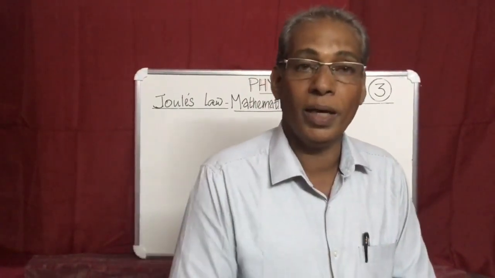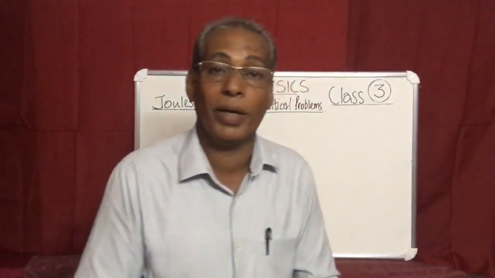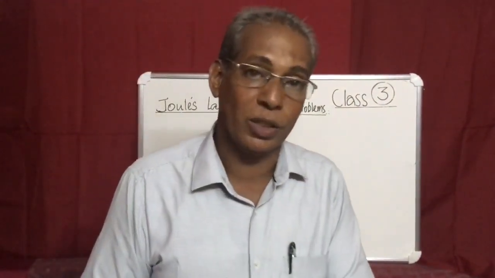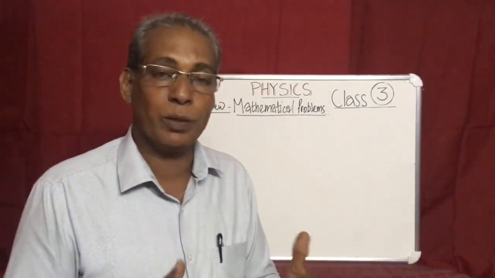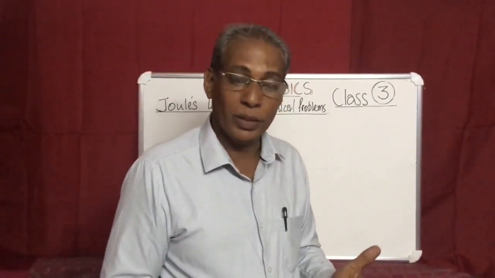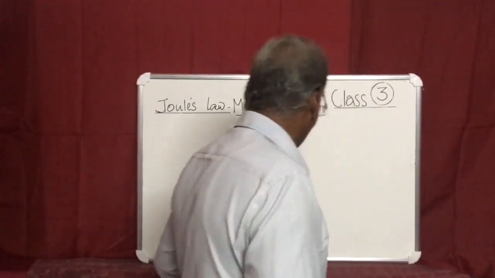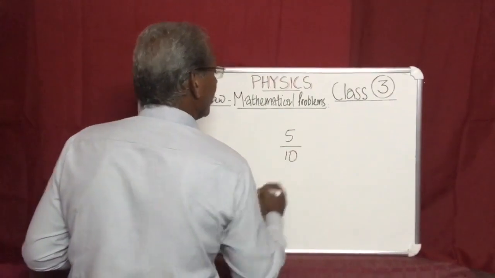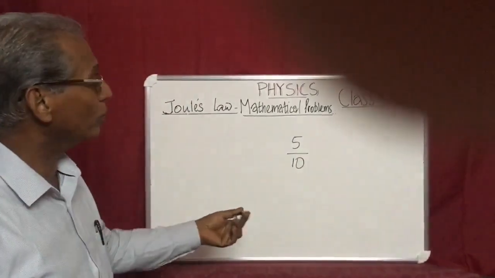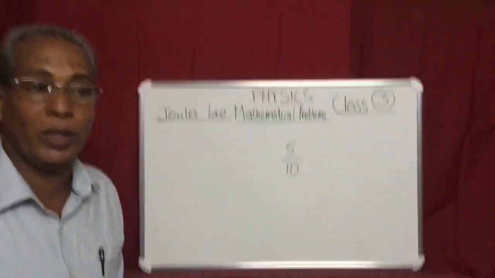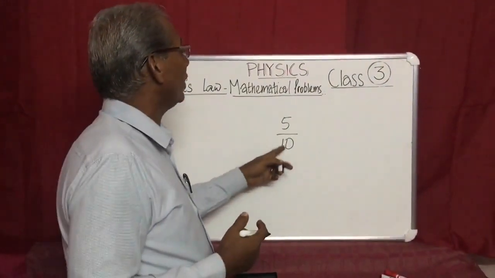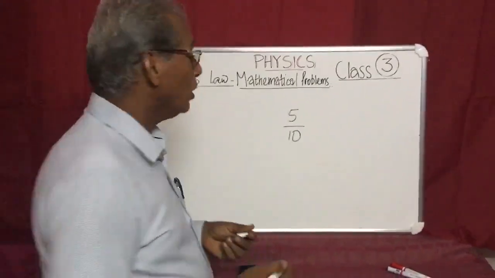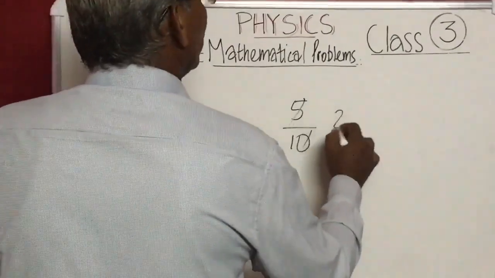Another important and general mistake students make is in the simplification of mathematical expressions. For example, we get one expression, 5 by 10. At a glance, 5 is there, 10 is there, and we know we can cancel 5 and 10: 10 is 2 times 5. So we can just cut and write 2.